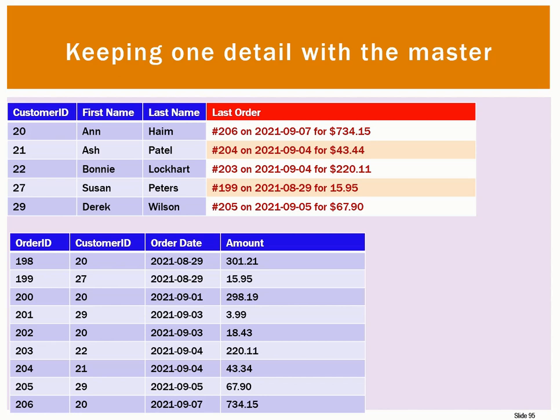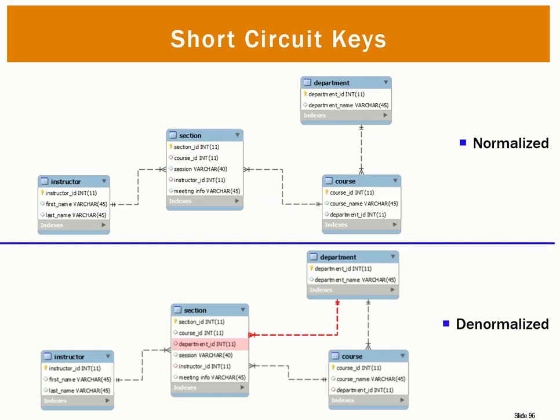Every time someone makes a new order, not only do I have to add that to the order table, but I have to duplicate the new order information back up in the customer table. Our last technique is called the short circuit keys.